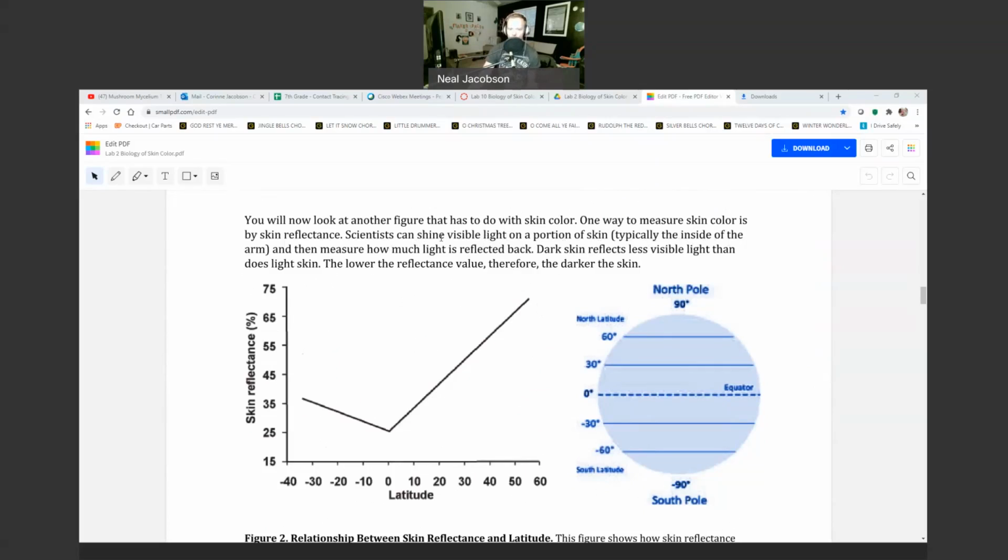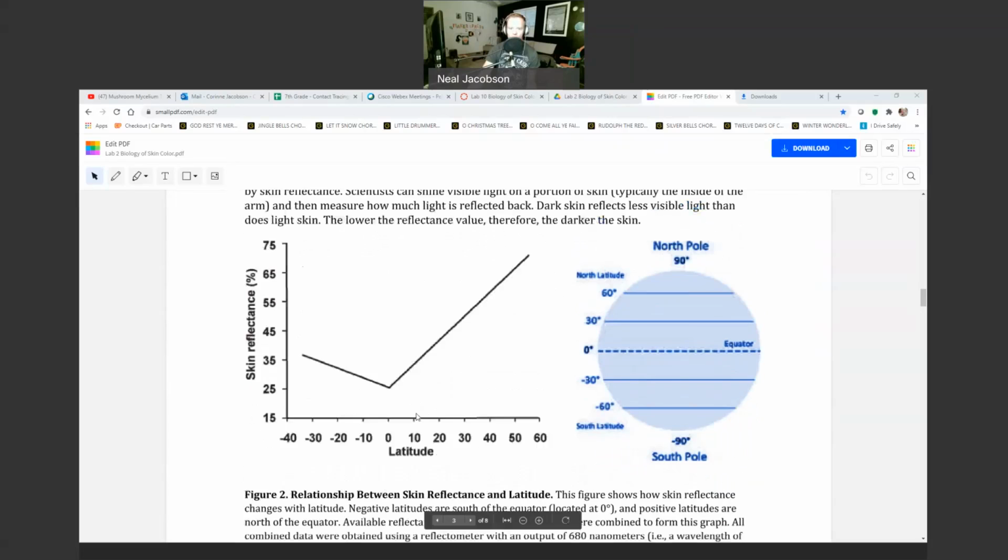And so we know that white colors are, well, white's not a color, really. White reflects all frequencies of light. And so the lighter, closer to whiter your skin color is, the more reflective it is. And dark skin is going to absorb more of the visible light spectrum than the light skin. And so what this table or this graph is showing us is that the lower the reflectance value, so that's the y-axis, is how much light is reflecting back. The lower the reflectance value, the darker the skin.